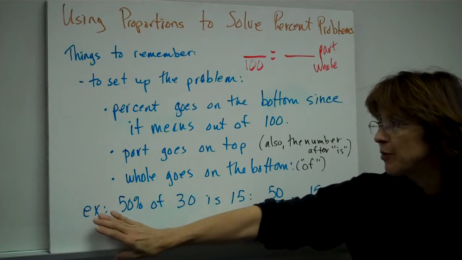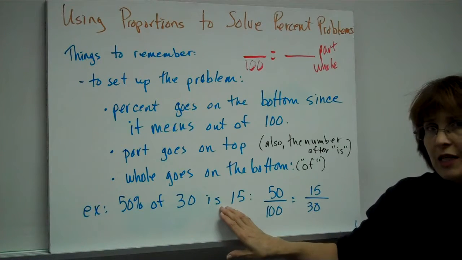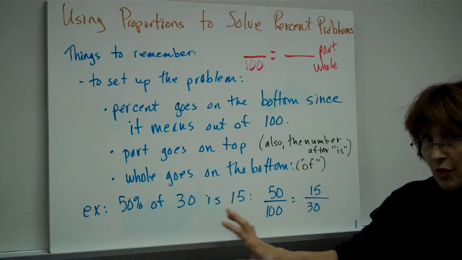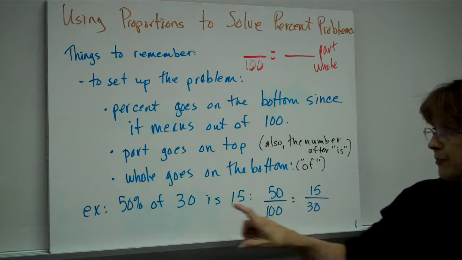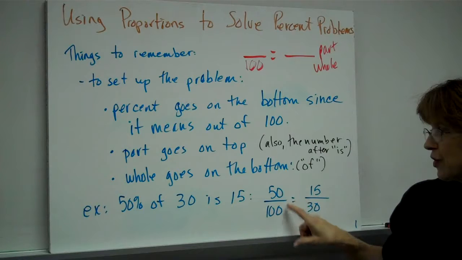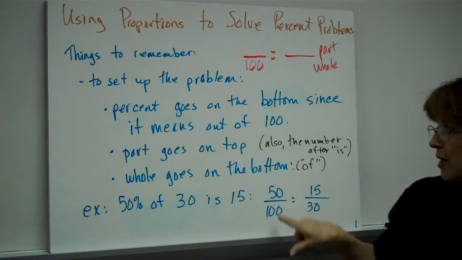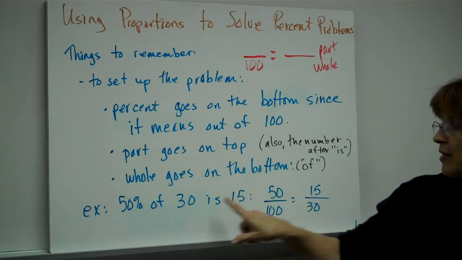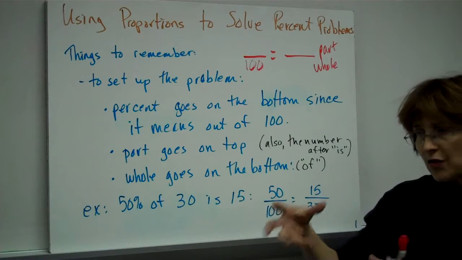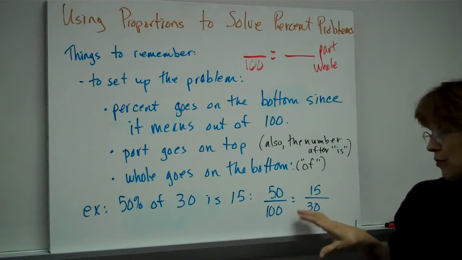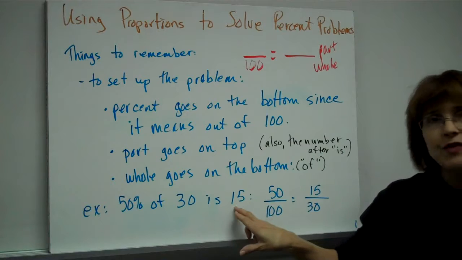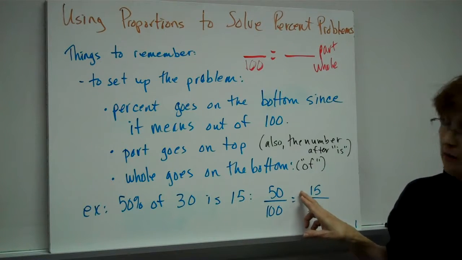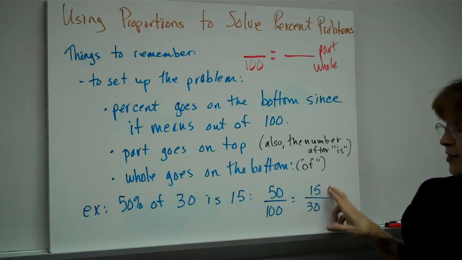But here's one simple example. 50% of 30 is 15. So you got all these numbers, and we're going to figure out where to put them on our skeleton. So 50% obviously is going to be 50 over 100. Again, the 100 goes on the bottom all the time. Then you see that 30 is the total, because out of 30, like if you had 30 questions, the total would be 30 questions. That would go on the bottom. And then 15 would be the part, that hopefully you got right. So 15 is the part.